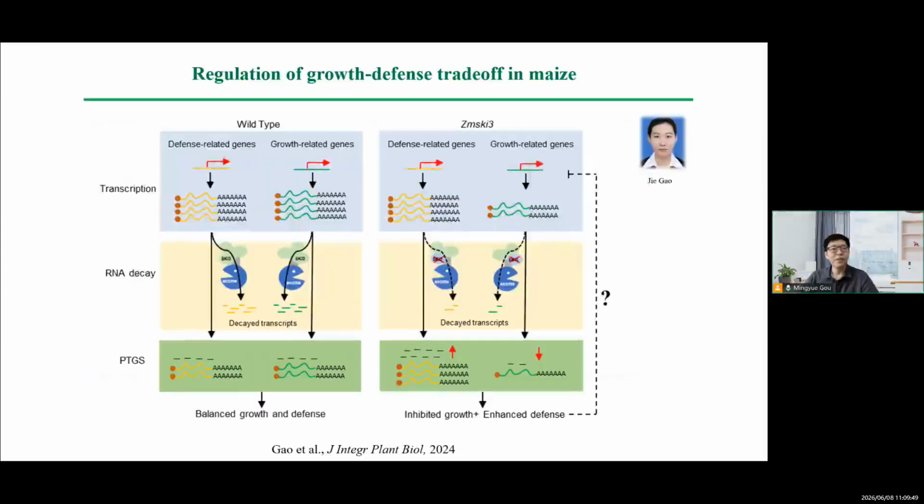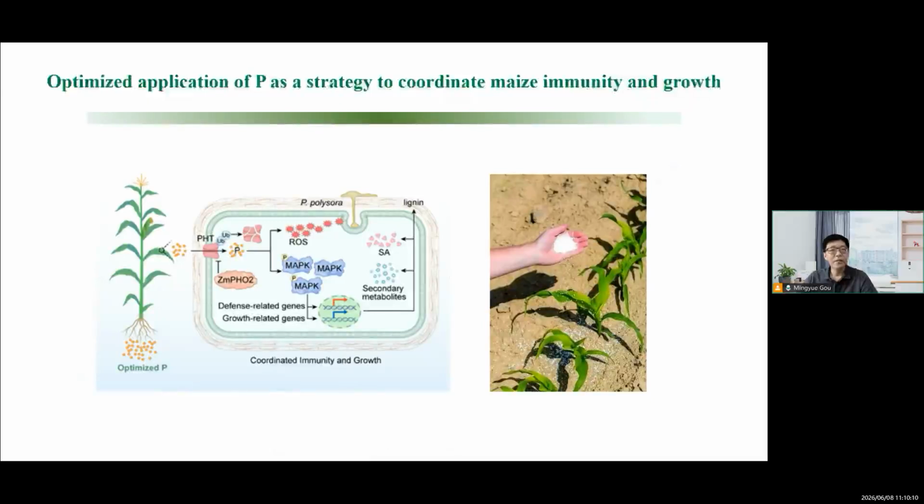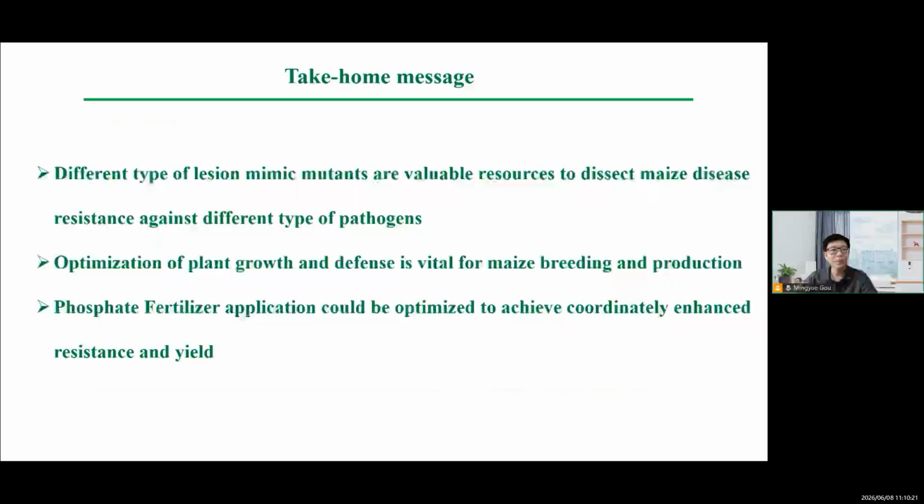Our group has recently reported that maize growth-defense trade-off is regulated at both transcriptional and post-transcriptional levels, and coordinated regulation of plant growth and defense is critical for achieving high maize yield under normal and diseased conditions. We therefore propose optimized application of phosphate fertilizer as a strategy to coordinate maize immunity and growth in maize production.